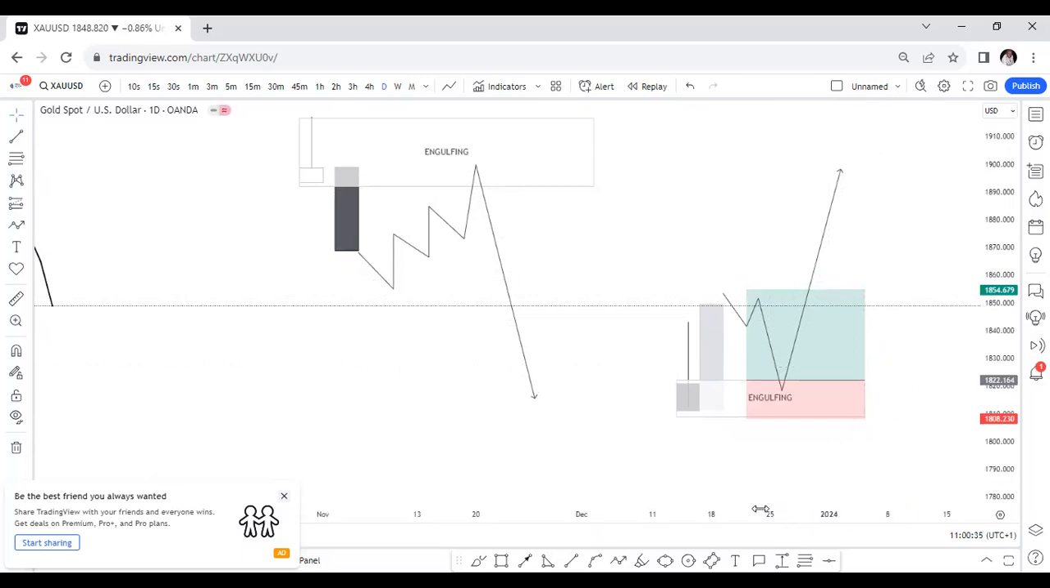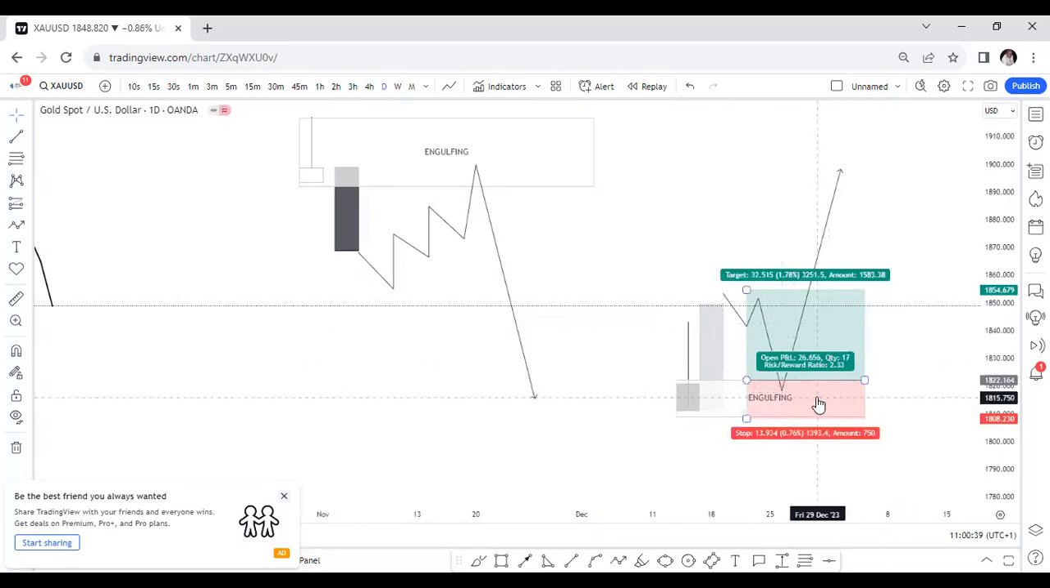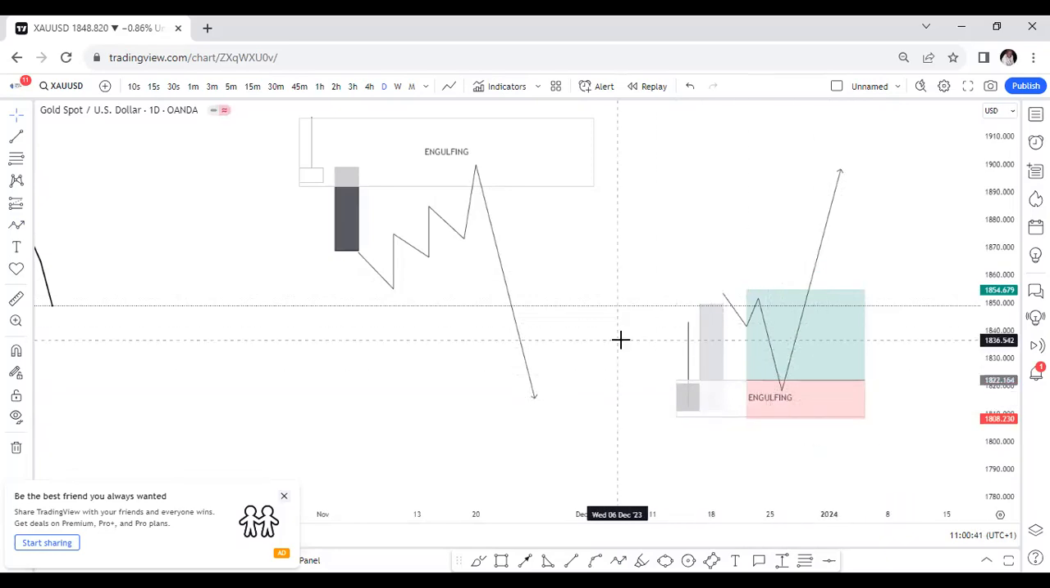So this is a setup now, right? This is a setup. Then the entry point will be the zone. So yeah, it performs both the two together at the same time. So that is the use of engulfing.